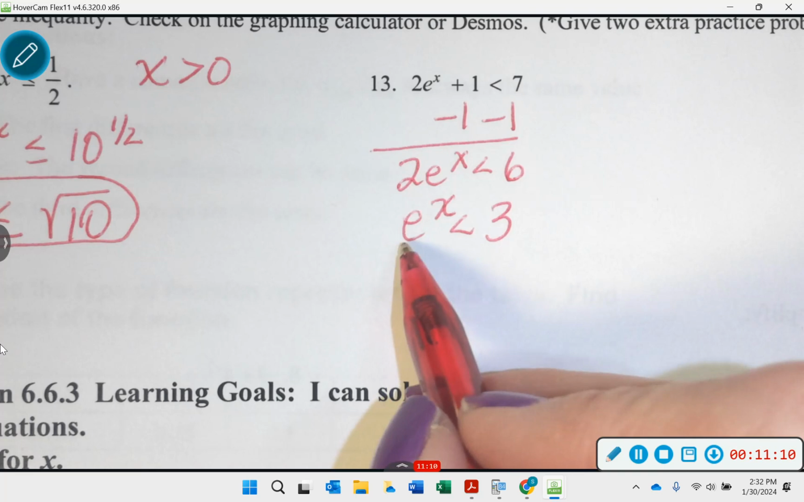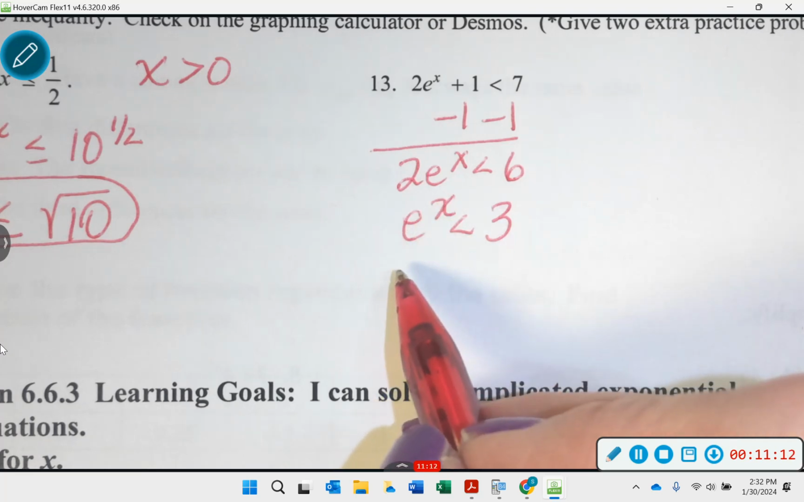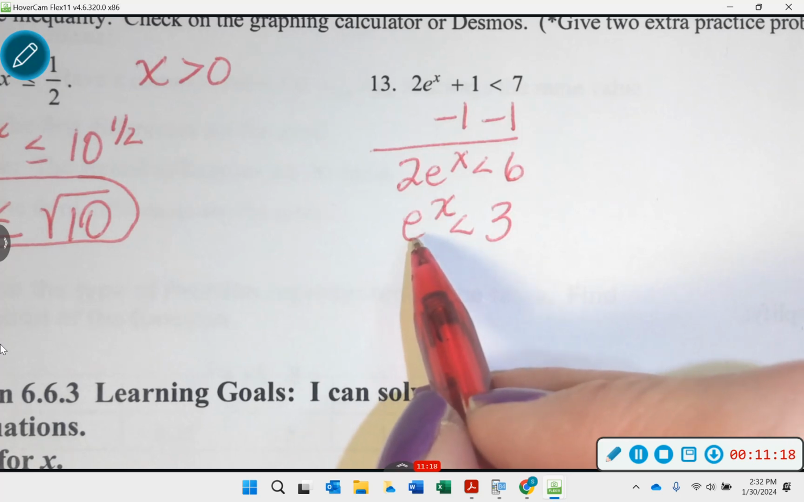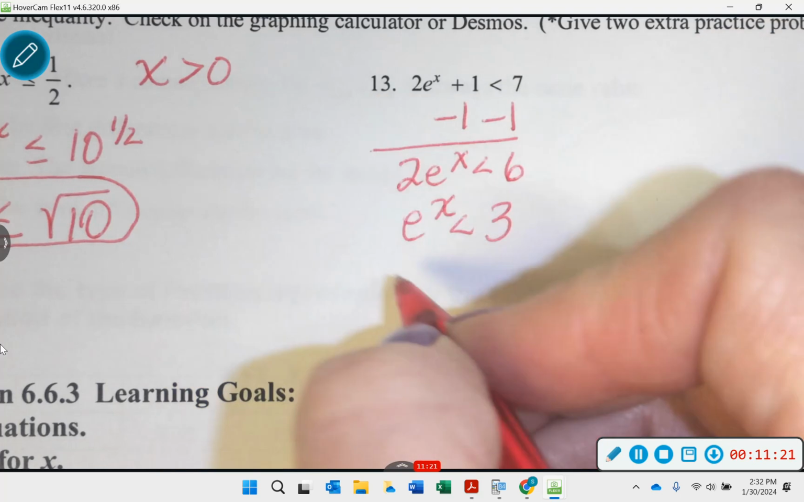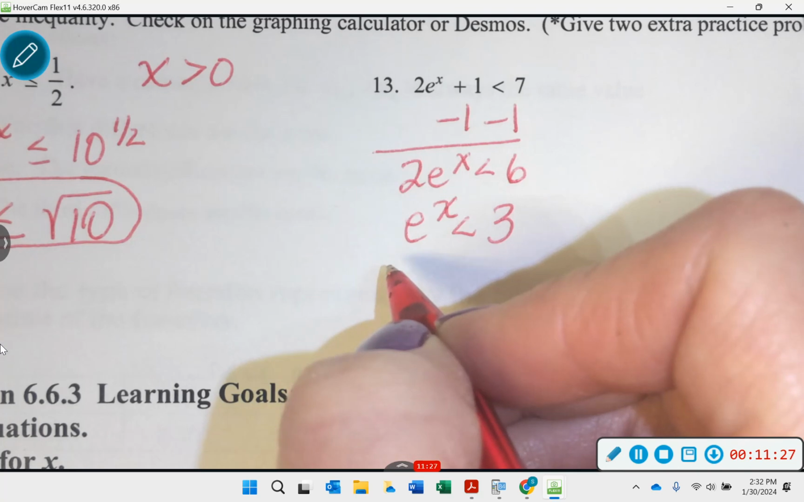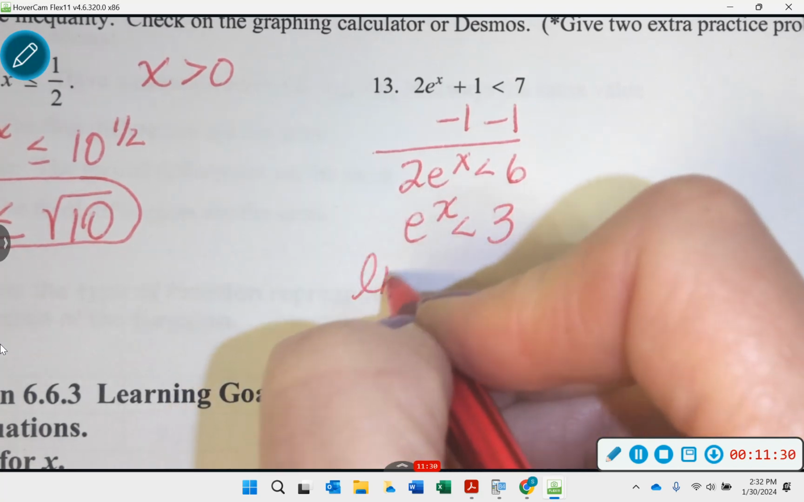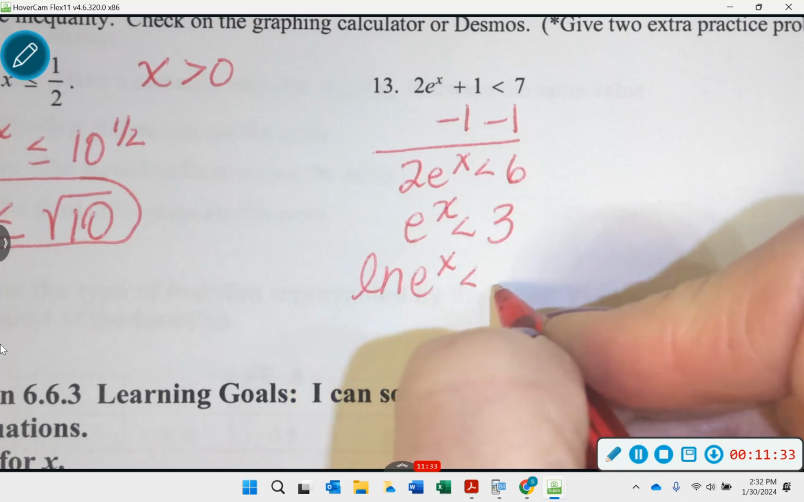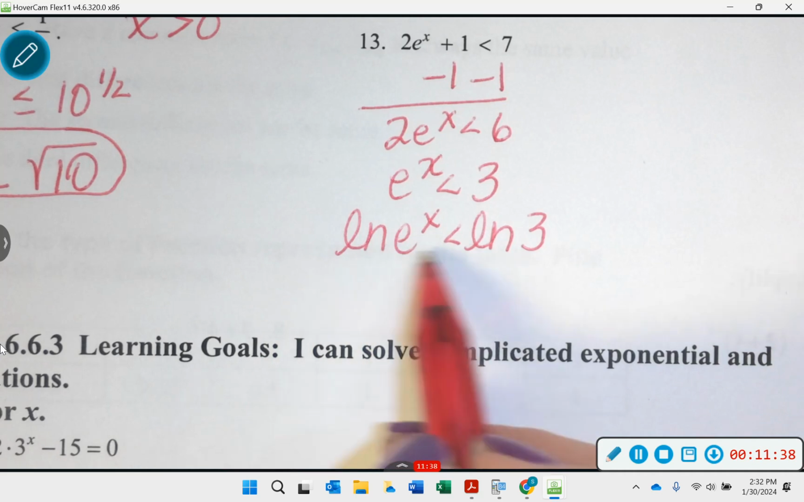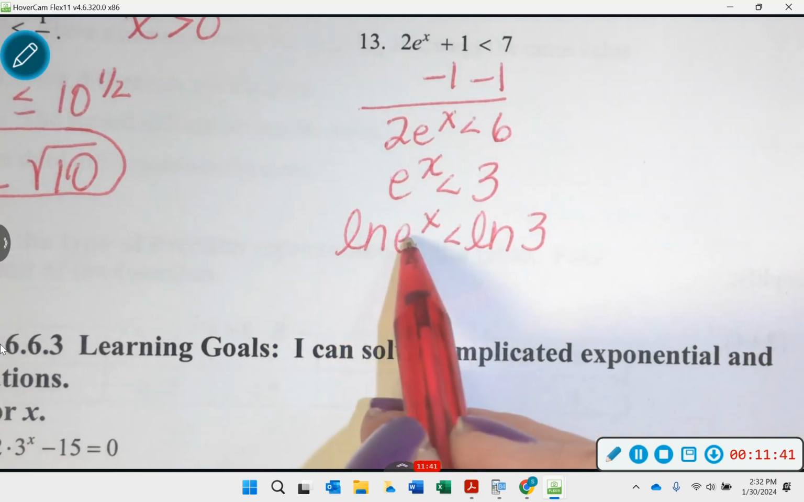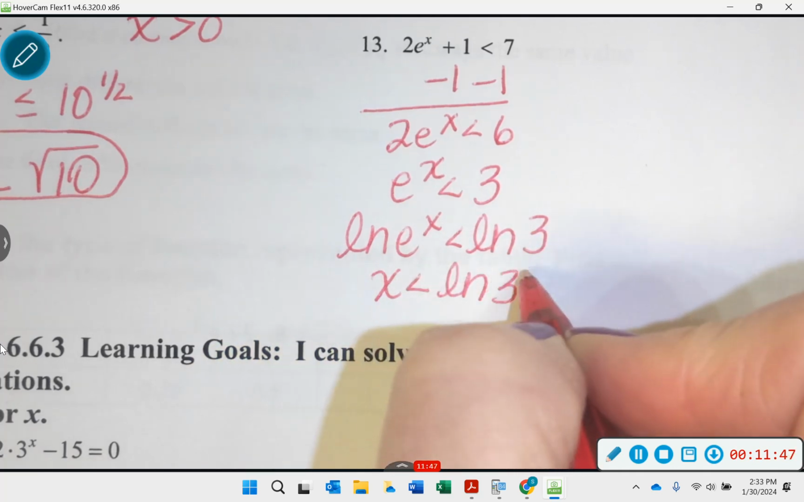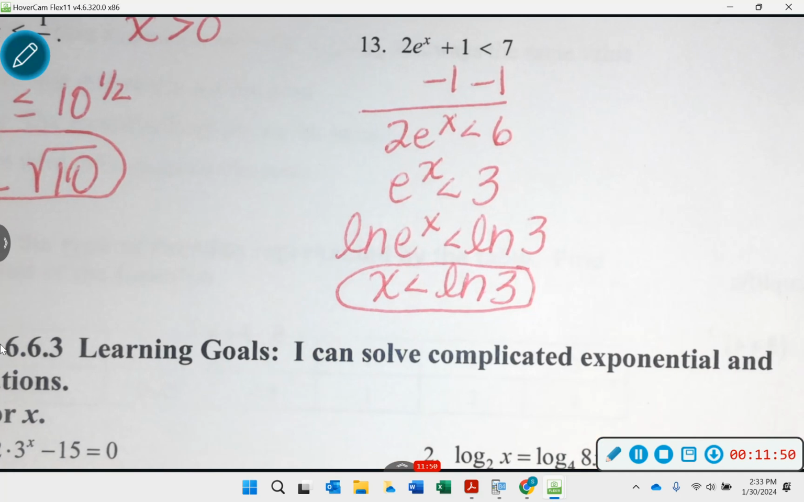What's the inverse operation for an exponential? Log. And I have to use the same base as what I have here. So what's the base here? E. So I have to take log base E of both sides. What's a shortcut of taking log base E of both sides? Natural log. So I can do natural log of e to the x has to be less than natural log of 3. What does this simplify to right here? Just x. X has to be less than the natural log of 3. That's going to be our solution.